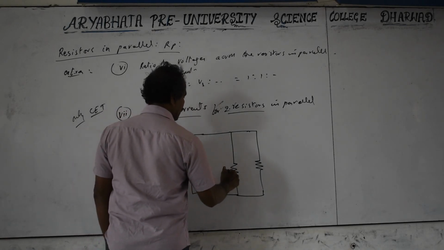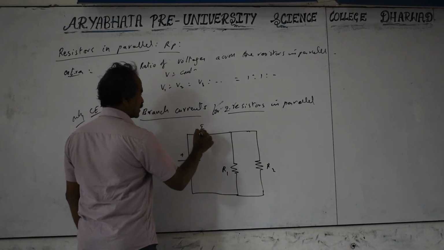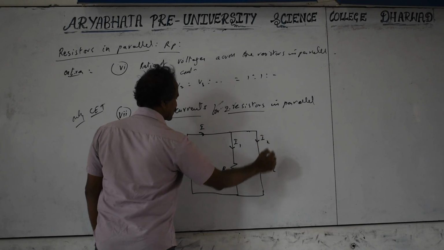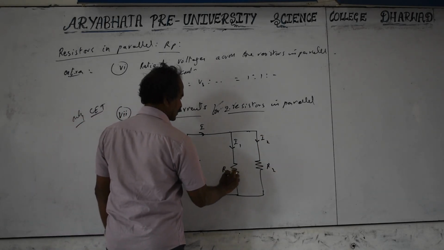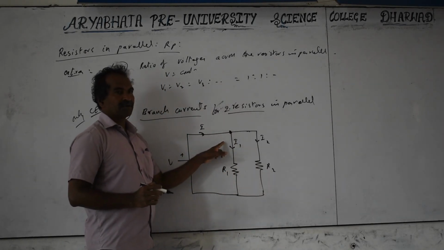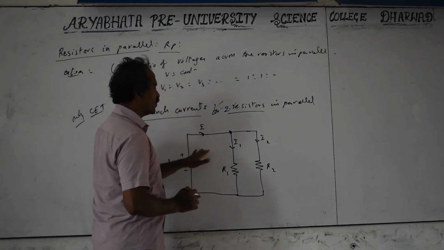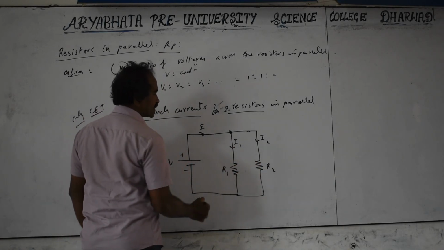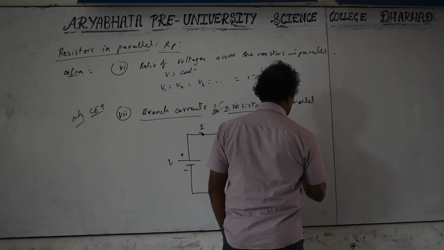Resistances R1 and R2. Total current from the battery is I. This I is divided into parts I1 and I2 at the junction. If resistance is more, current will be less and vice versa. So I = I1 + I2, and the resultant resistance is R1 R2 by R1 plus R2. If you consider a single equivalent resistance, with the same battery, the total current is the same.